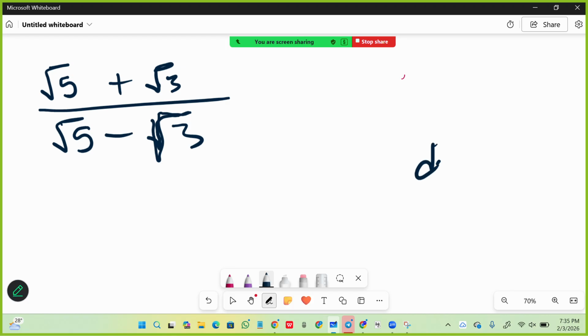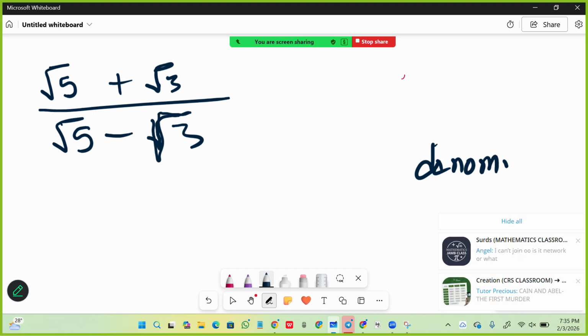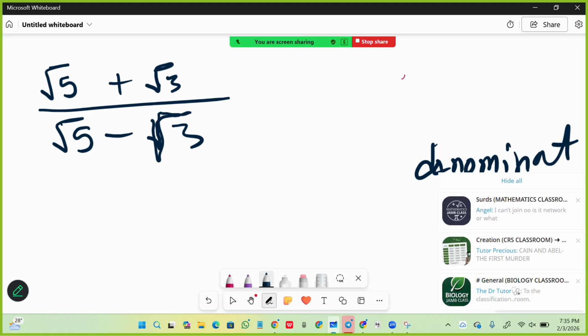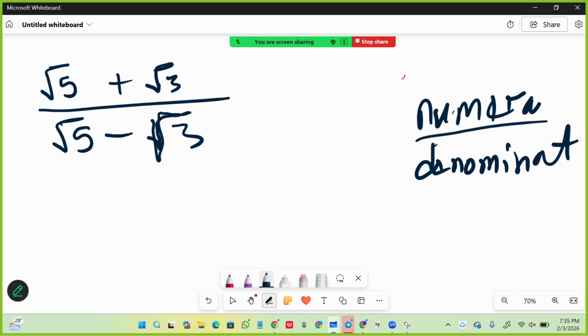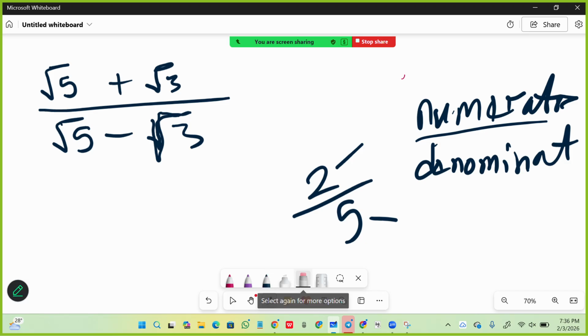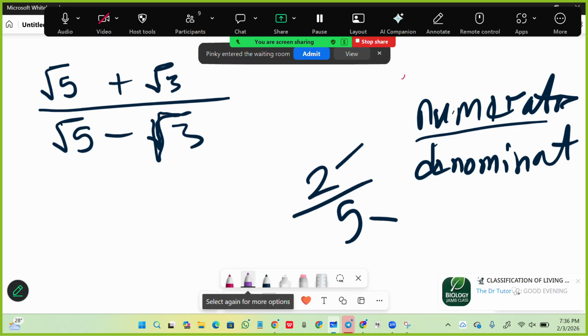There's what they call the denominator, and there's what they call the numerator. This is basic Primary 5 lessons. When you have 2 over 5, 2 is the numerator, 5 is the denominator. Do you understand?